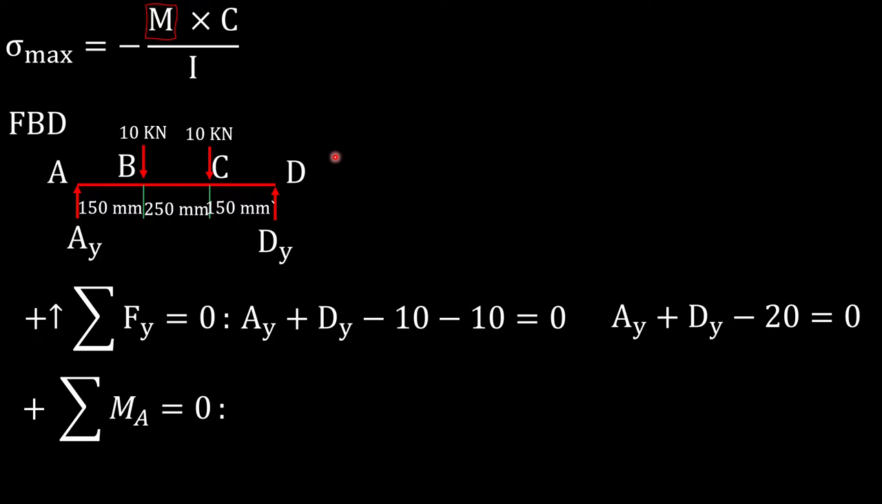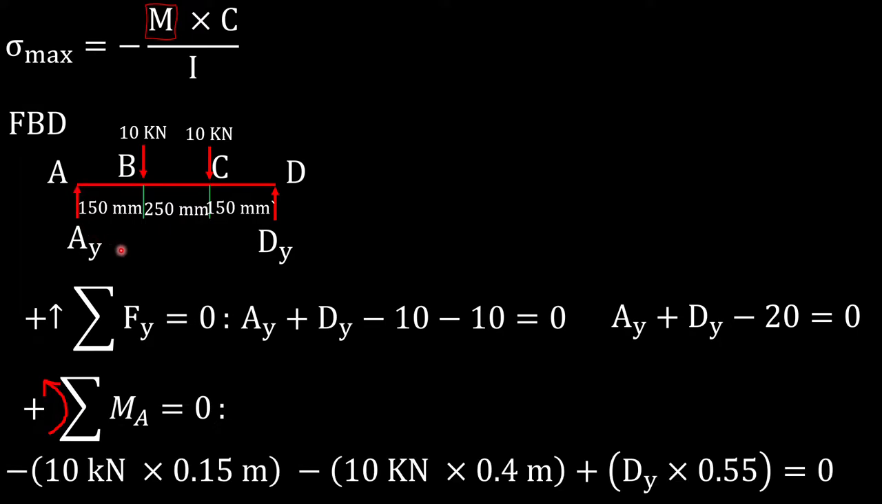Now we will take the sum of the moment at A, and the convention here is if we rotate counterclockwise, it's positive. If we rotate clockwise, it's negative. So at A, where we take the moment, imagine we have a wheel here. The first thing we have is the 10 kilonewton at B at a distance of 150 millimeter or 0.15 meter. Moment is force times distance. The 10 kilonewton times 0.15 meter is negative. Why? Because if you imagine the 10 kilonewton at B acting at the end of the wheel, it will cause the wheel to go clockwise. So that's why we have negative here.